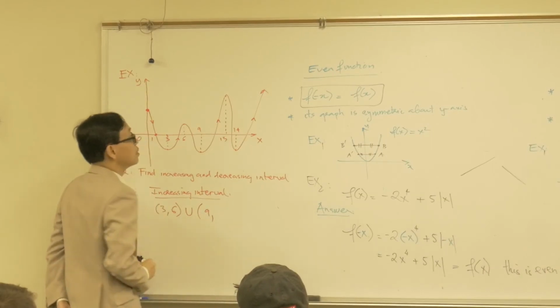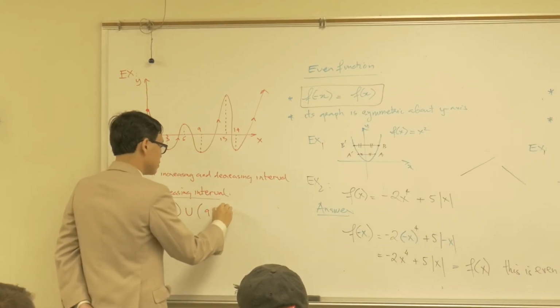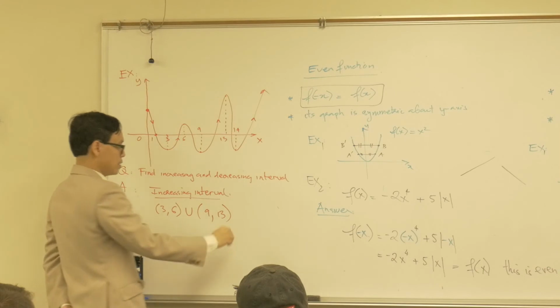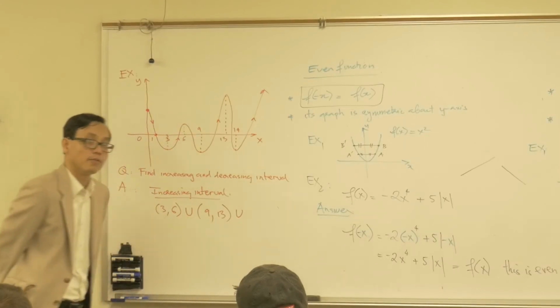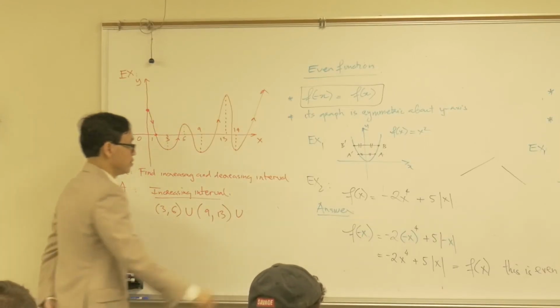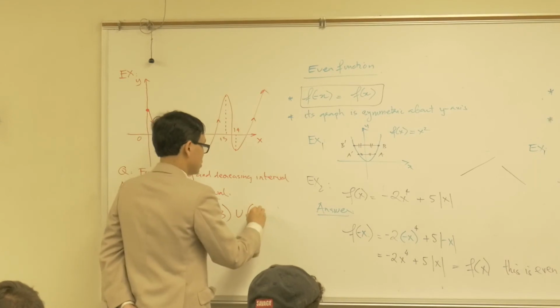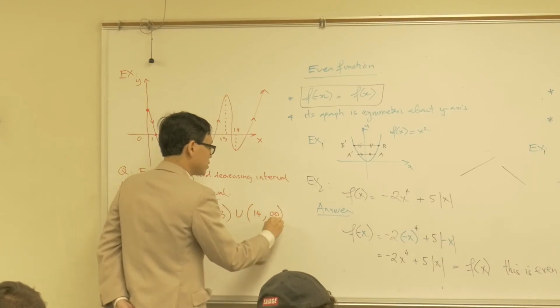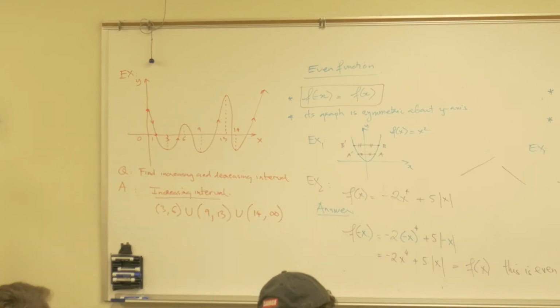So I can write 9 to 13. Union with, because we're talking about interval. That's why we have to use union. 14 to positive infinity. That's for increase.